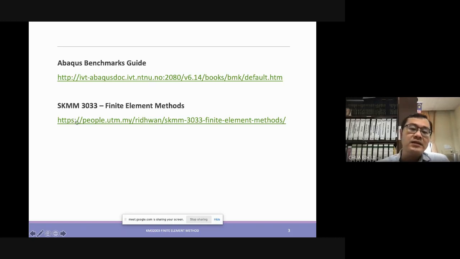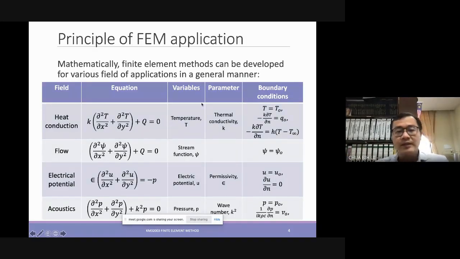Then you can also check this link from UTM by Dr. Ridwan on the same course, finite element methods. You can see whether the topics we have covered are similar, whether we have covered more or less, as compared to other universities. Here is how we can extend the finite element methods into different types of applications.